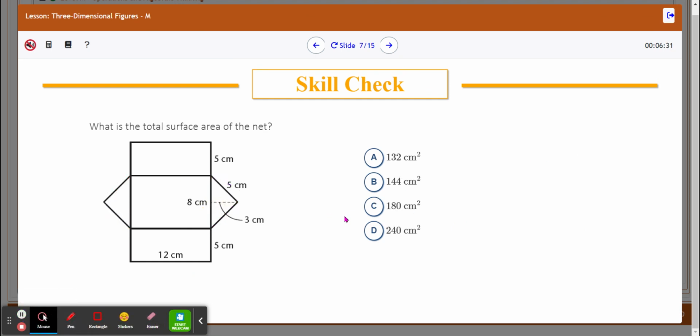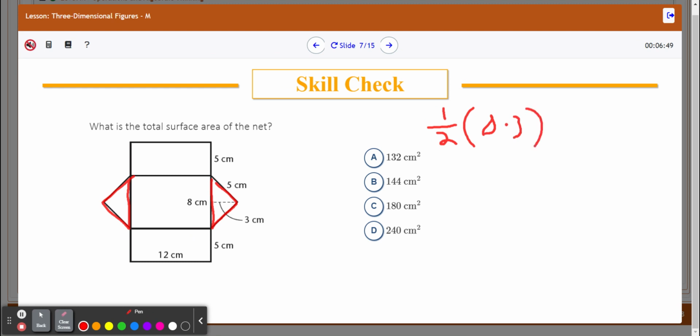Now the question is asking, what's the total area of this net? Well, again, we just did the triangles. If I separate the triangles, I get 1/2 base times height, or 1/2 times 8 times 3, but I've got two triangles. So that's one triangle, and that's another triangle.